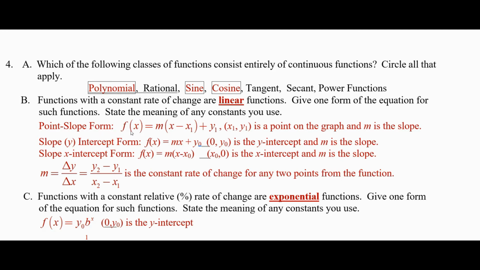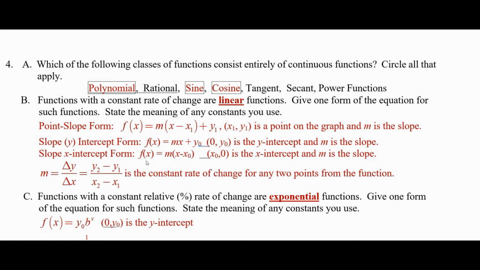The point-slope form is f of x equals m times parentheses x minus x1, close parentheses, plus y1, where x1, y1 is the point on the graph and m is the slope. If you specifically put in 0, y sub 0, which is the y-intercept, then this reduces to f of x equals mx plus y sub 0. You might have known it as mx plus b. M is the slope and y sub 0 is the y-coordinate of the y-intercept. And that's the slope-intercept form.